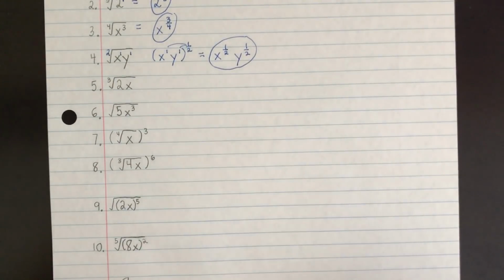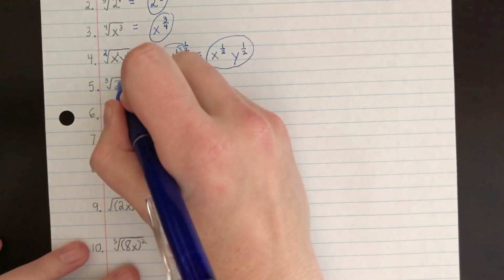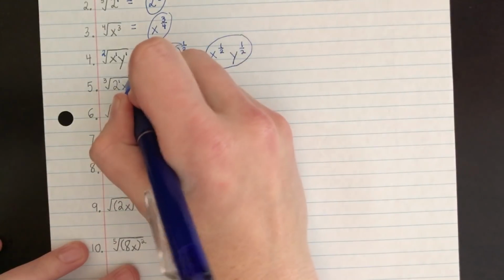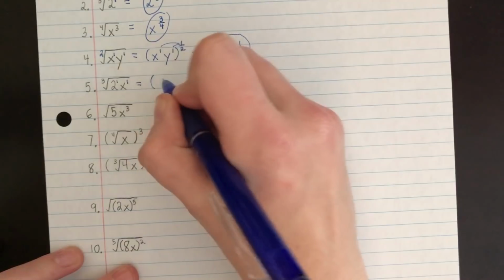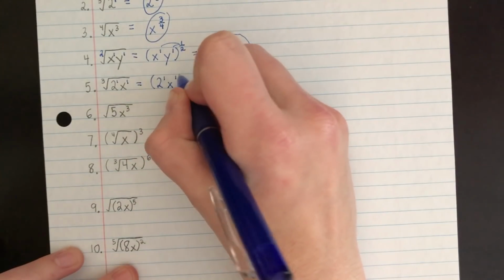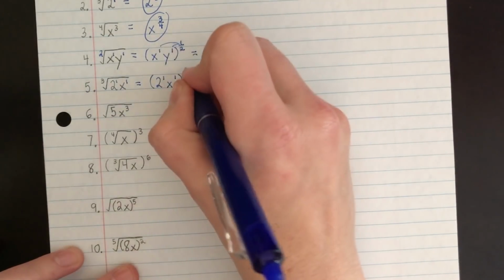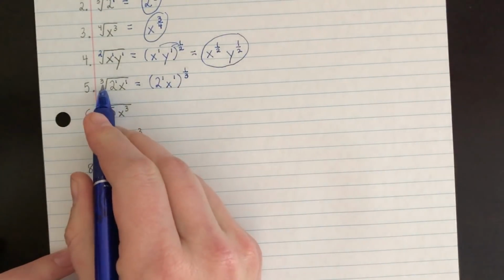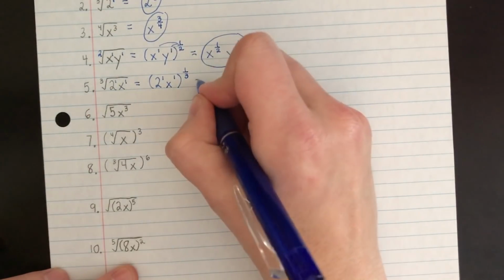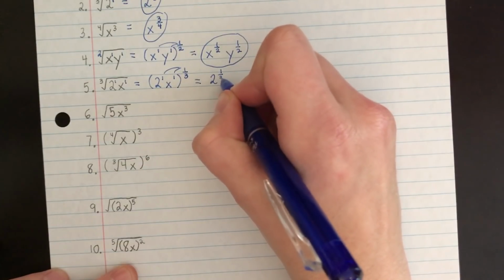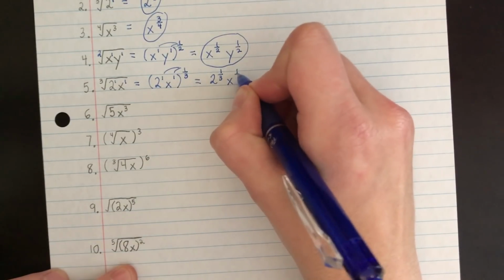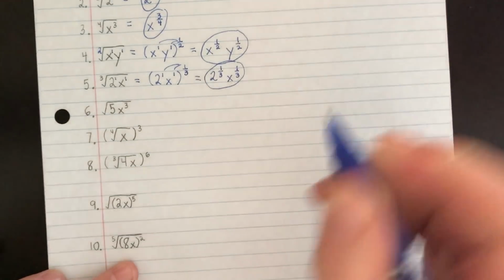Okay, so here on this one, similar concept. Both of these, the 2 is to the 1st power, the x is to the 1st power. So this is like 2 to the 1st, x to the 1st is all raised to the 1/3 power. That's what cube root means. Okay, so that 1/3 distributes to both. So that'd be like 2 to the 1/3 power, x to the 1/3 power. And that's it on those.